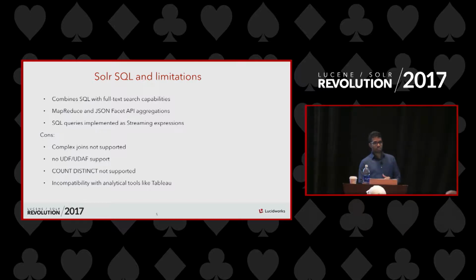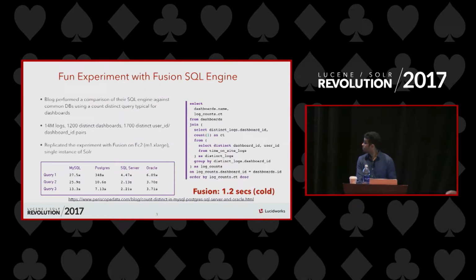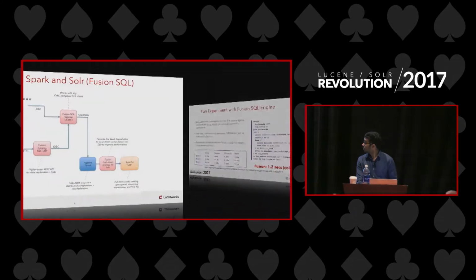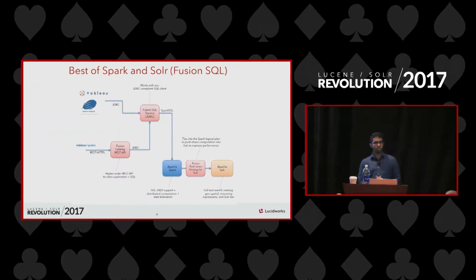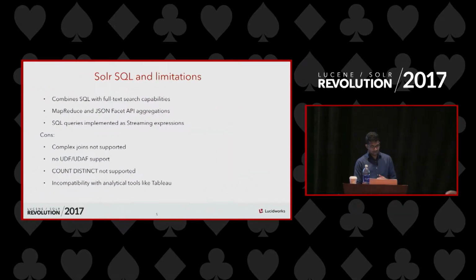But the problem is it's very limited. You can't just have, for example, if we go to this diagram, you can't just point Tableau or any tool at Solr SQL and expect it to work. It actually fails, because Solr SQL is limited. It doesn't support very free-form SQL, and it doesn't support nested joins. It doesn't support UDAFs. It doesn't support count distincts. And that's the problem with Solr SQL.